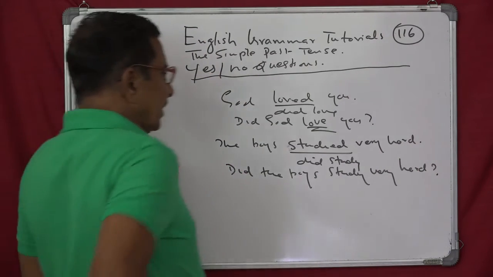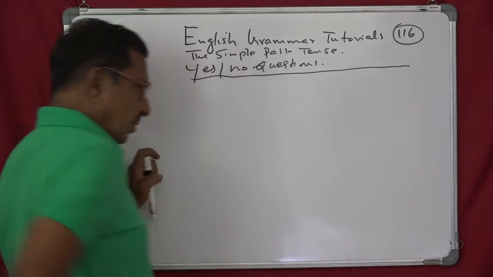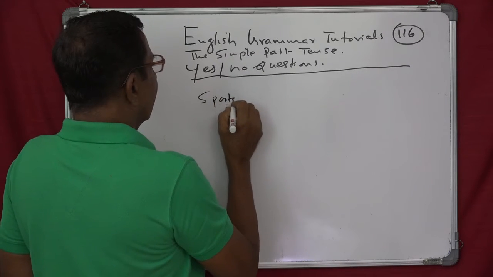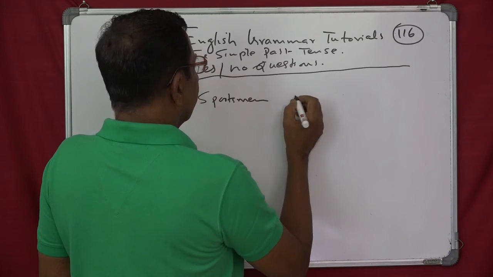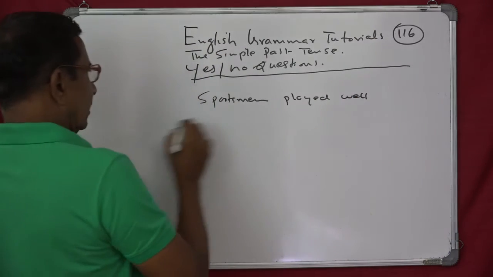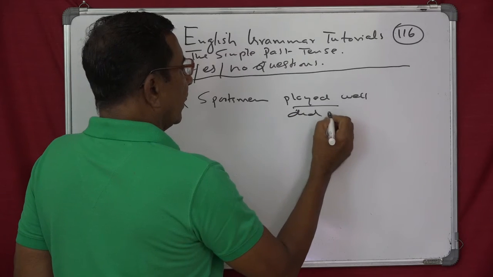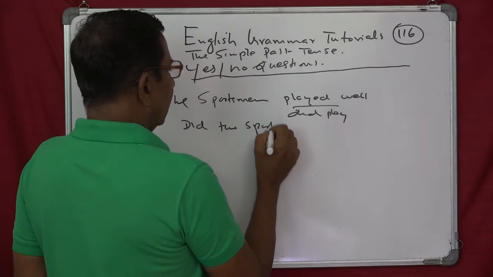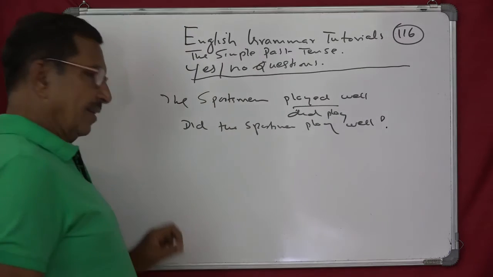One, two or three more examples, and then tomorrow we will have an exercise based on this. Alright, get ready. Now you have, the sportsman played well. Played, did play. So the first part, did the sportsman play well? Question. Alright.